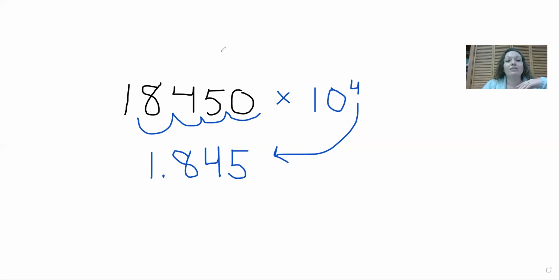Okay, guys, so if you are interested, I am going to be doing another video on doing some operations, multiplication and division, adding and subtracting with these scientific notations. So look for that video too.